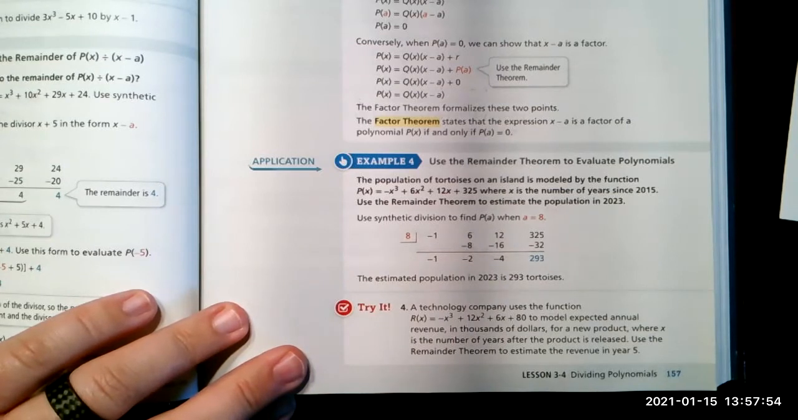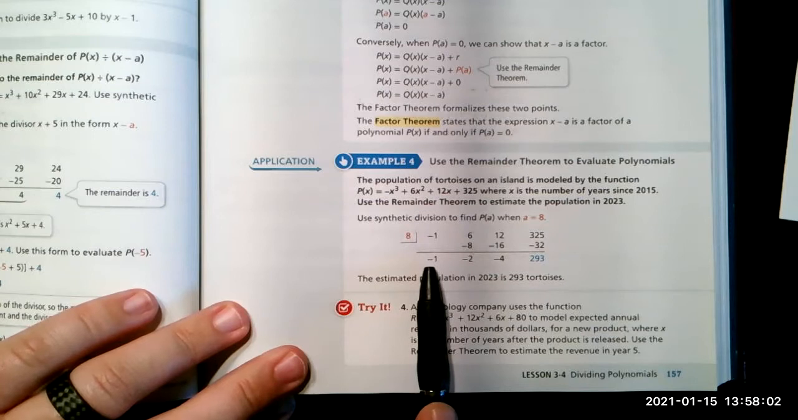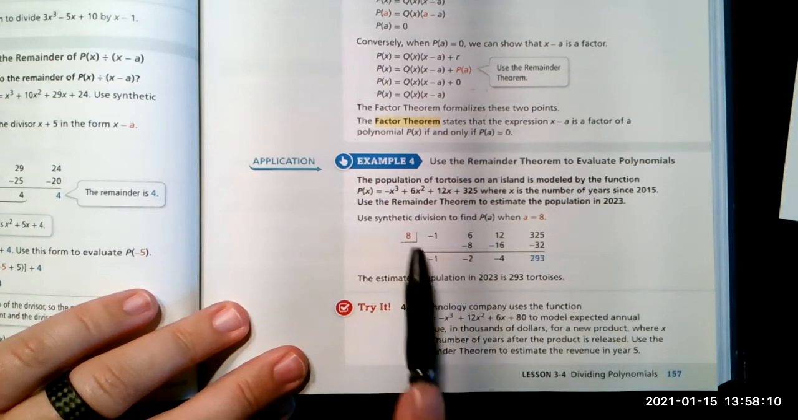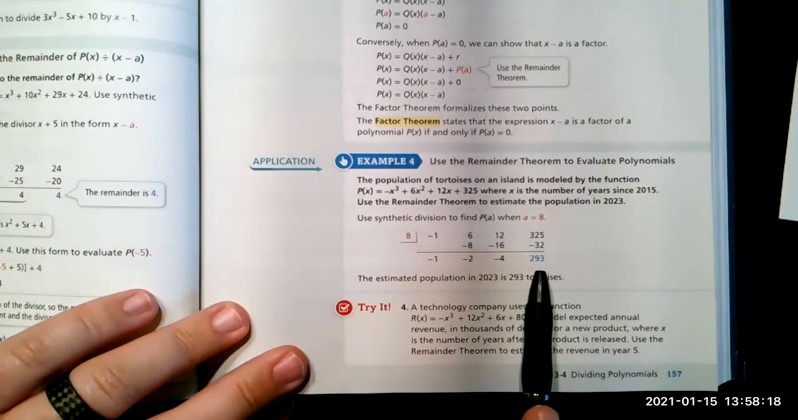And remember, the way this flows is you always bring that leading coefficient down. You never do anything with that. It automatically comes down below that line. And then I multiply, add. Multiply, that gives me -8. Add, that gives me -2. Multiply, that gives me -16. Add, that gives me -4. Multiply, that gives me -32. Add, that gives me 293.